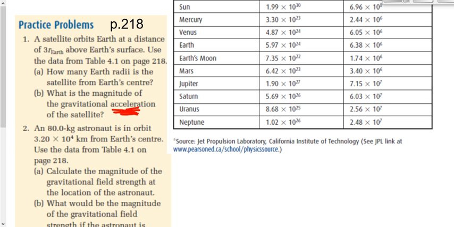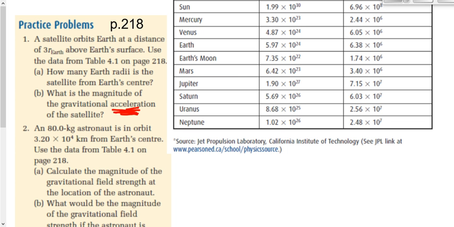Okay, let's do question number 1. It says a satellite orbits Earth at a distance of 3 times RE above the Earth's surface. We talked about the meaning of that yesterday. 3 times RE. What is that? Yeah, 3 times the radius of the Earth. Now, how many Earth's radii is the satellite from the Earth's center? Yep. 4. 4 times the radius of the Earth.